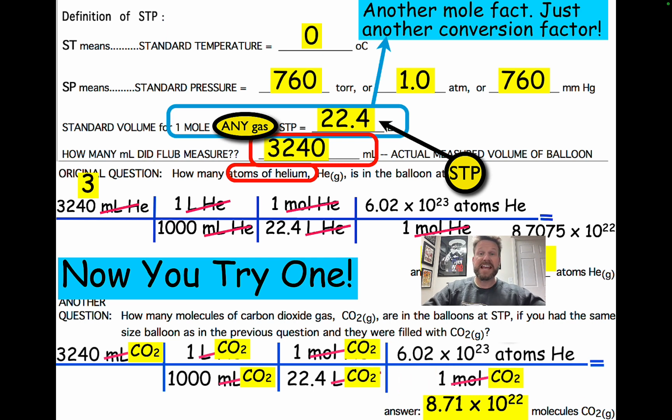1 mole of any gas at STP will occupy 22.4 liters. Now you know how to solve mole problems involving solids, liquids, and gases. All you have to do is practice to become an expert at these types of calculations.